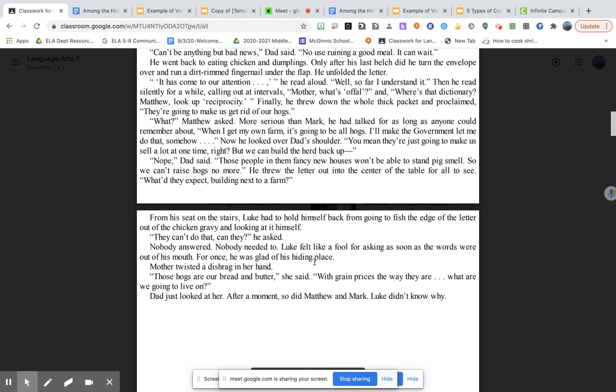From his seat on the stairs, Luke had told himself back from going to the edge to get the letter out of the chicken gravy and look at it himself. "They can't do that, can they?" he asked. Nobody answered. Nobody needed to. Luke felt like a fool for asking as soon as the words were out of his mouth. For once, he was glad of his hiding place. Mother twisted a dish rag in her hand. "Those hogs are our bread and butter."